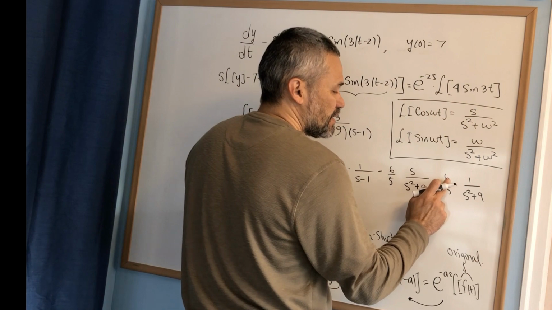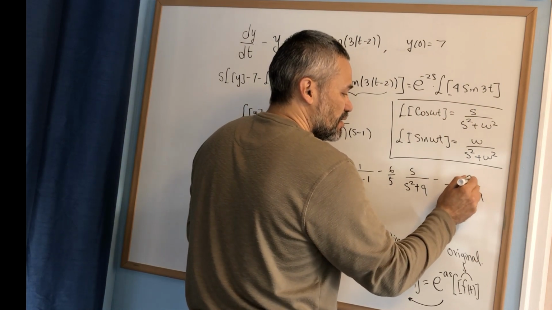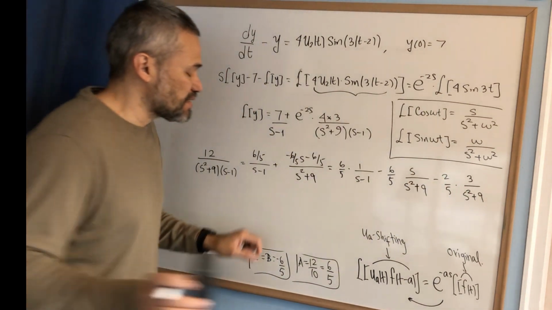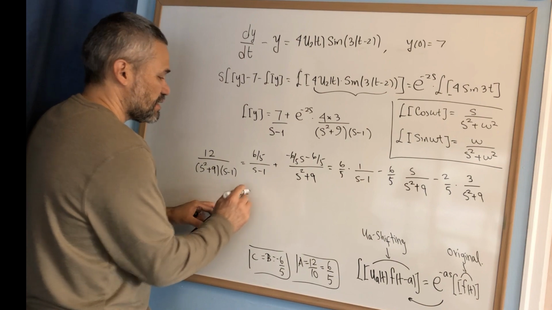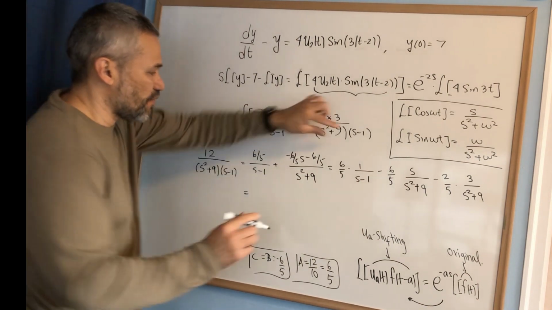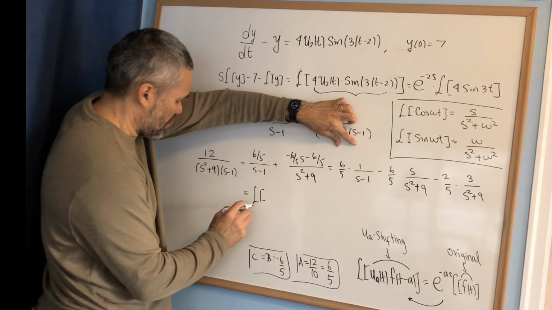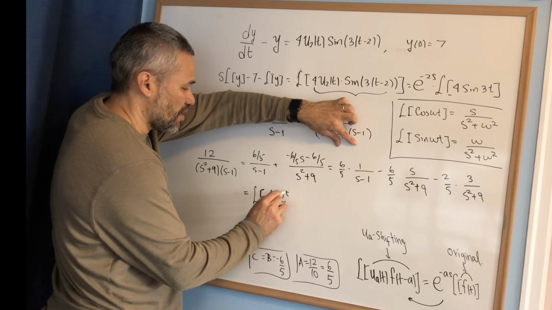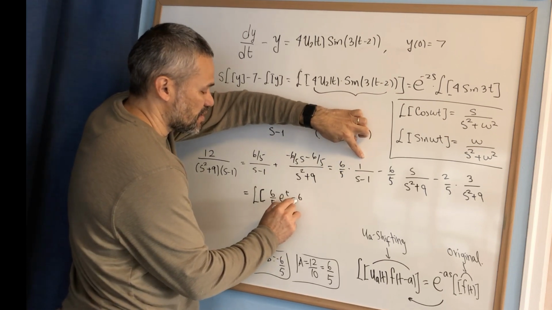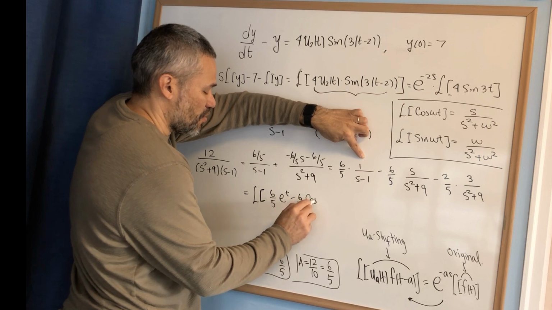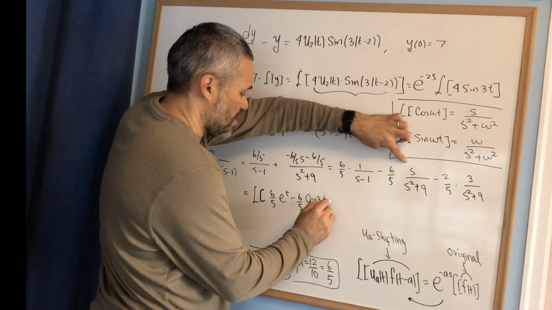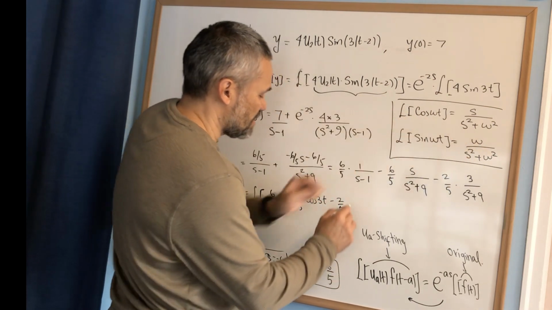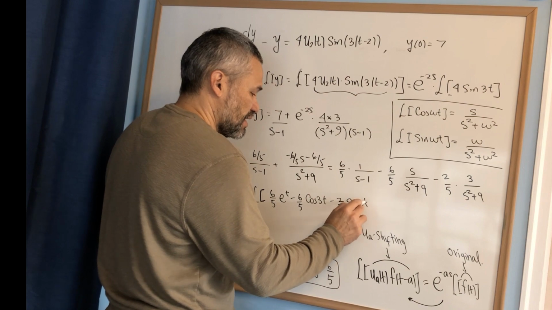How do we write that? This 6, I can write it as 3 times 2, and then we are ready to write it as a Laplace transform. That means that this is the Laplace transform of 6 over 5 e to the t minus 6 over 5 cosine of 3t minus 2 over 5, and this part is the Laplace transform of sine of 3t.